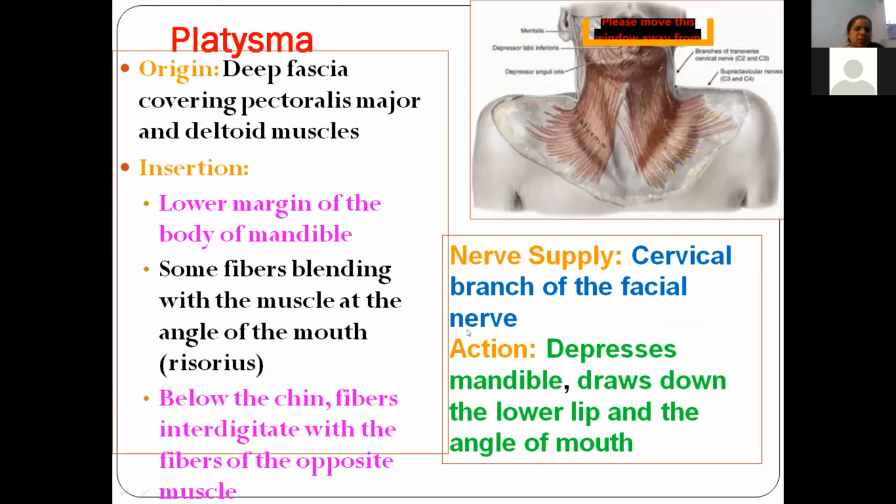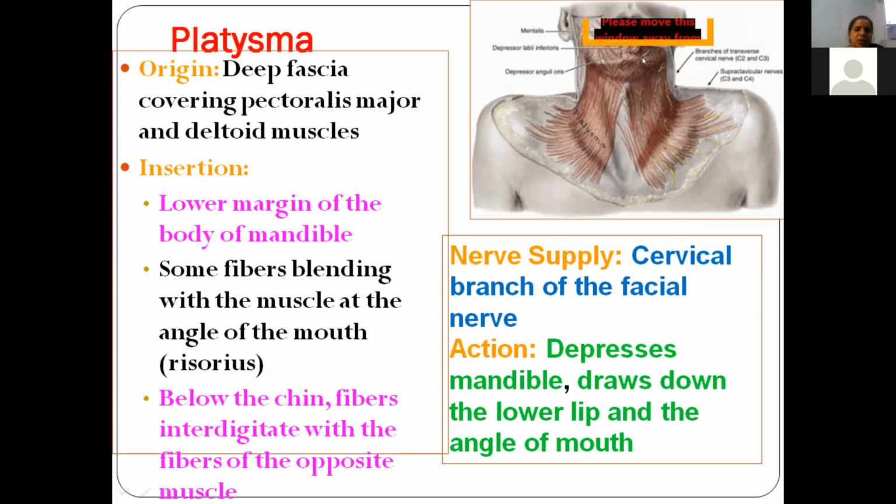Now suppose platysma muscle comes as a short note. What should we write? From where is it originating? It comes from the deep fascia covering pectoralis major muscle. Pectoralis major we see when we are doing the upper limb, but we see it in the anterior thoracic cage, right in front. So it starts from there. It also covers a few fibers of deltoid.